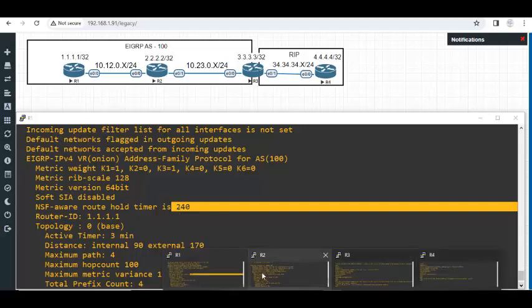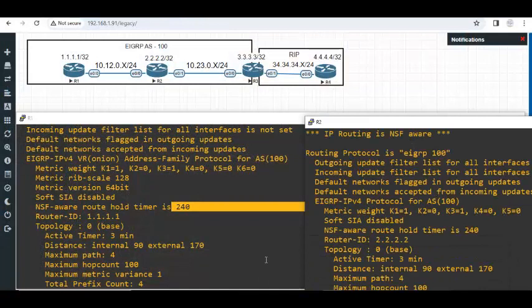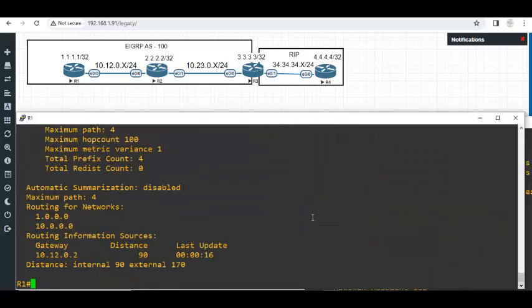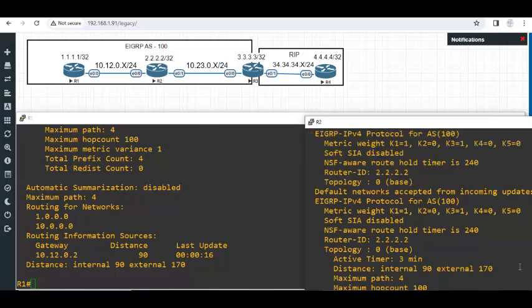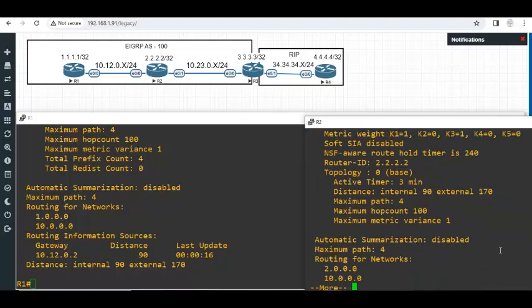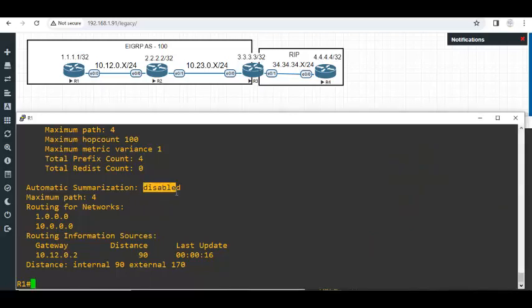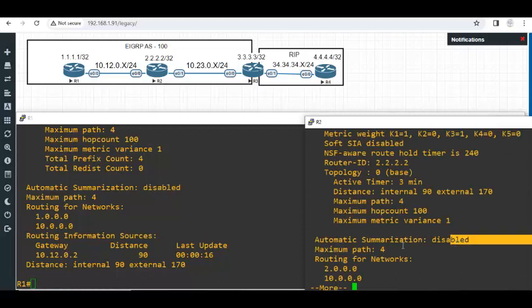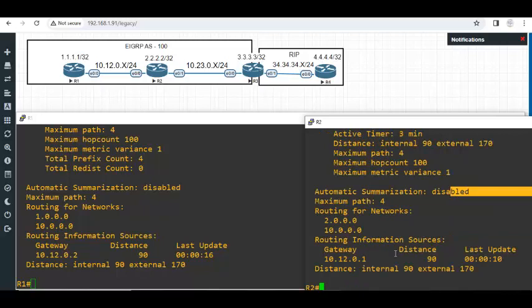And what about the other things here? Not much difference I see, only reasonable. Here max path is 4. Okay, here also variance 1. You see, the summarization is disabled on both. Both are having the newer operating system version only. Only the method I used is the old method.